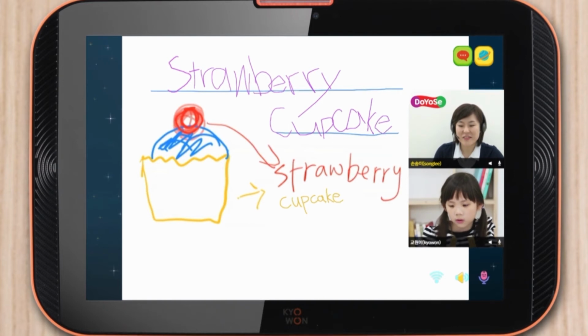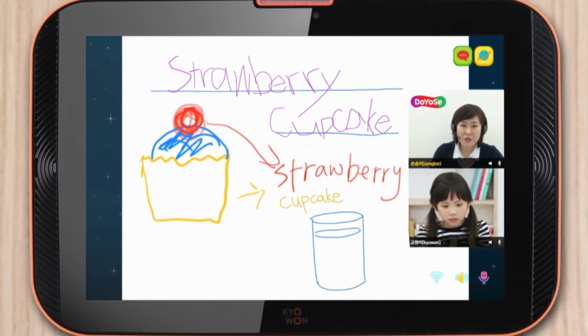So each lesson, all the lessons don't have to be the same. You can gauge how the student is doing and then do the lesson according to their level.